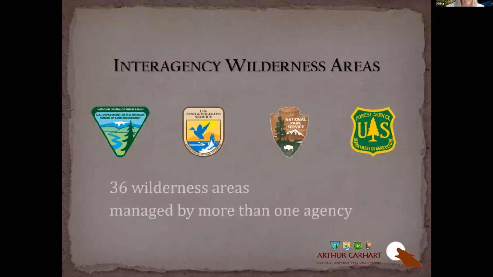So another really important reason for us to all be together on these protocols and how we approach wilderness character is because we have 36 wilderness areas that are managed by more than one agency. And so we see that across the country. So really important for us to be together in the whole premise of wilderness character monitoring.